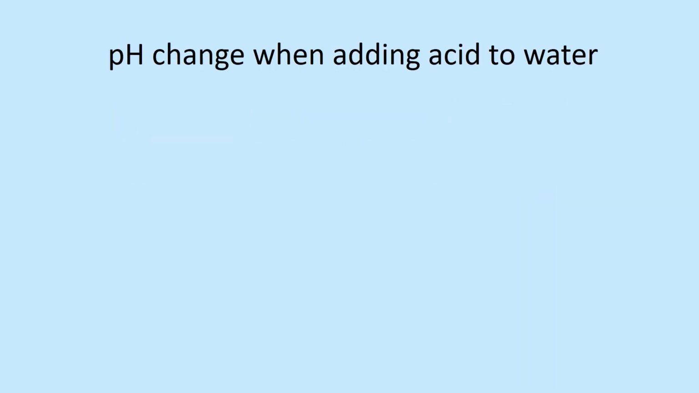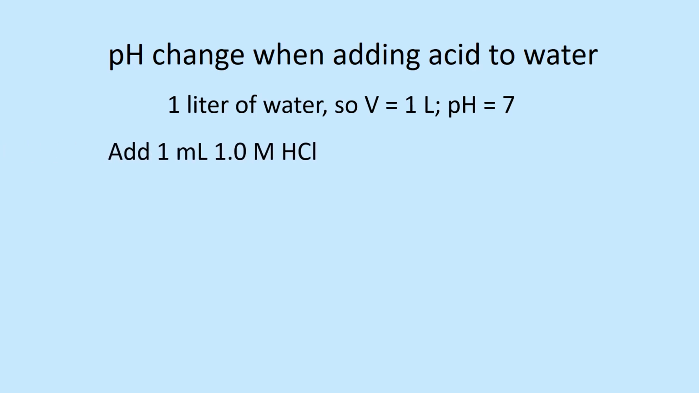So first we'll look at the pH change when you add acid, and in a minute base, to pure water. Let's start with 1 liter of water, so the volume is 1 liter and the pH of pure water is 7. What happens to the pH when you add 1 milliliter of 1 molar HCl to the water? We're going to use the dilution formula to see how the HCl concentration changes and to calculate the new pH.